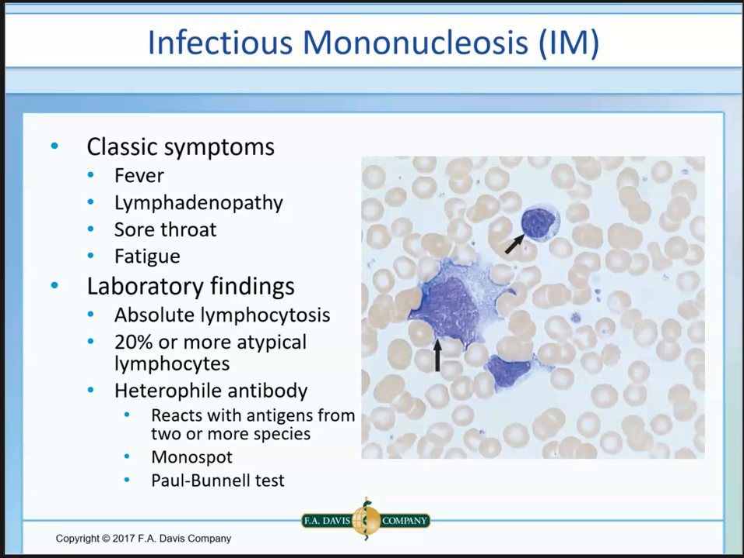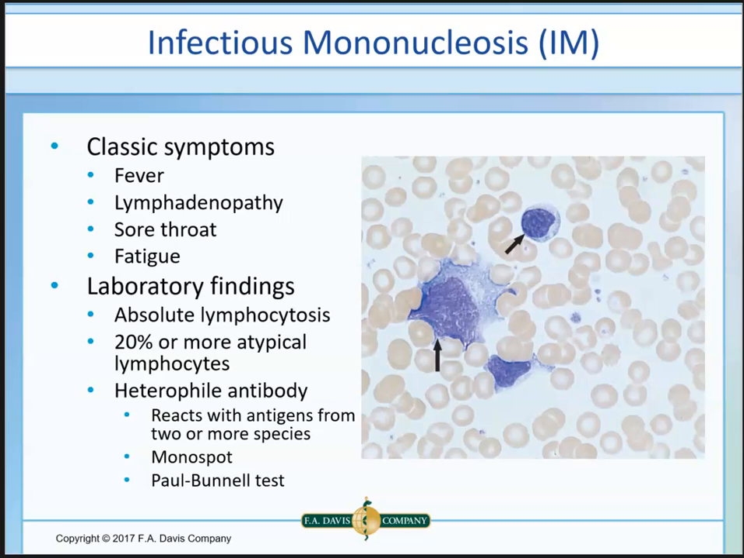So for infectious mono, the primary EBV infection in teenagers, what we're looking for is fever, swollen lymph nodes, sore throat, and fatigue. And then the biggest thing is looking for absolute lymphocytosis, and looking for reactive or atypical lymphocytes, which you can see a picture of there. Most of the time they call them cytotoxic lymphocytes. We think that's what the reactive or atypical lymphocytes are.